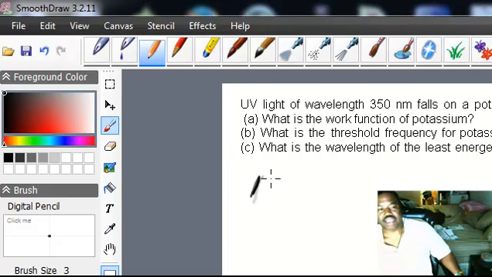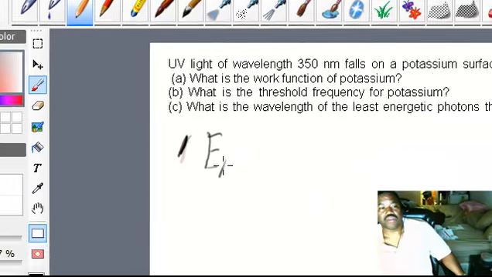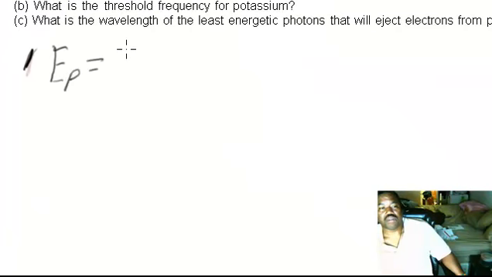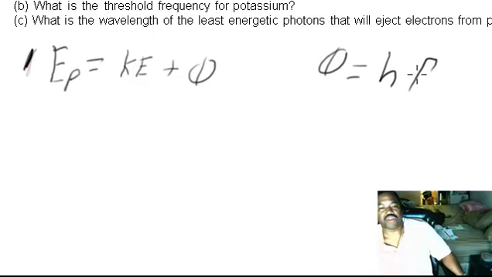Good. Remember, the new thing today says that you've got to deal with the work function, which says the energy of a photon is equal to the maximum kinetic energy plus your work function. Remember, work function is equal to Planck's constant times the threshold frequency. We'll use that in just a second.